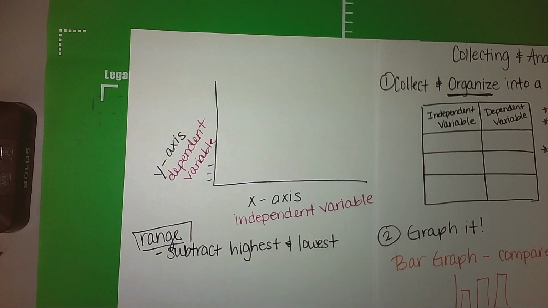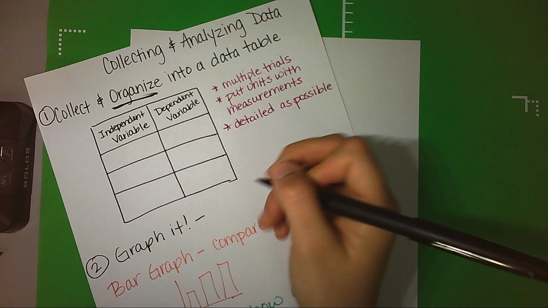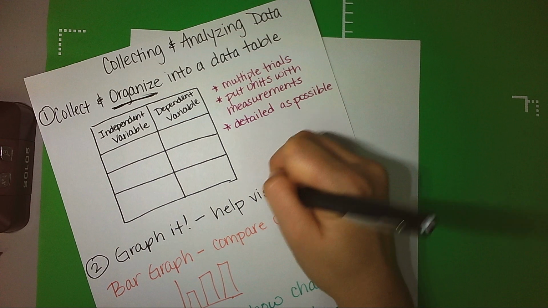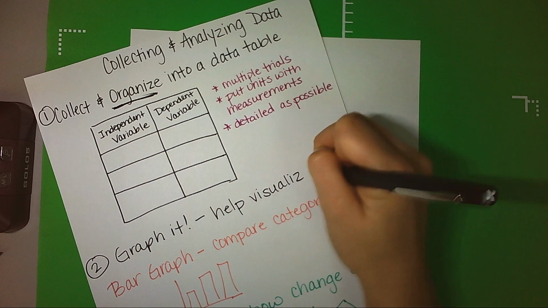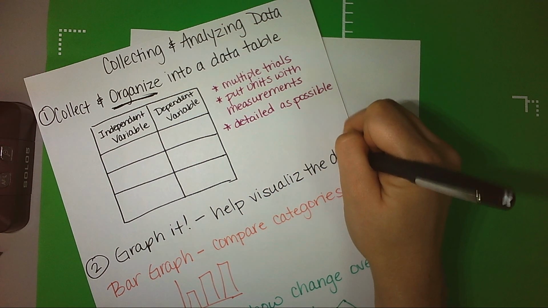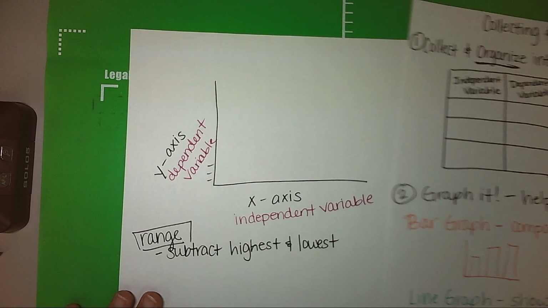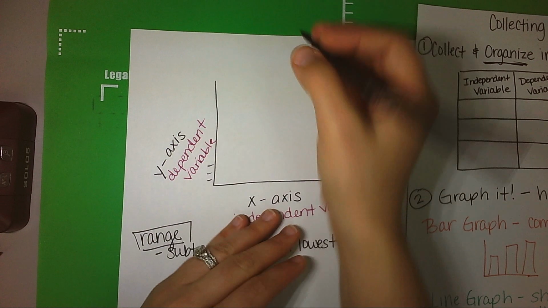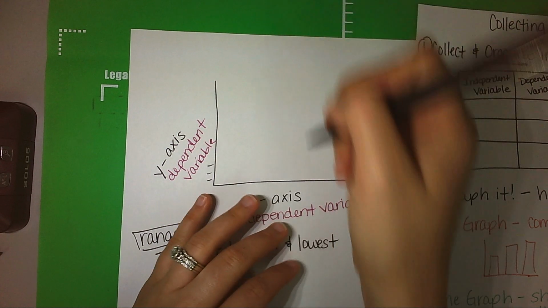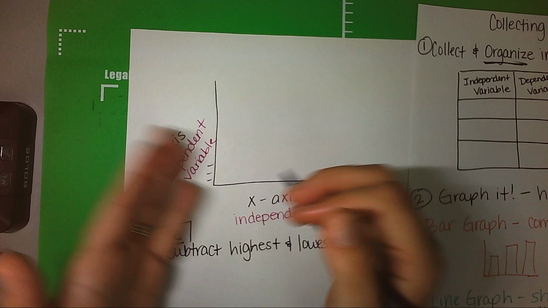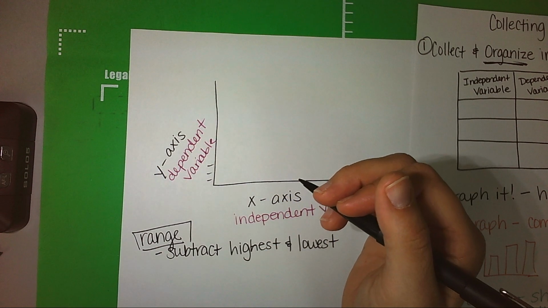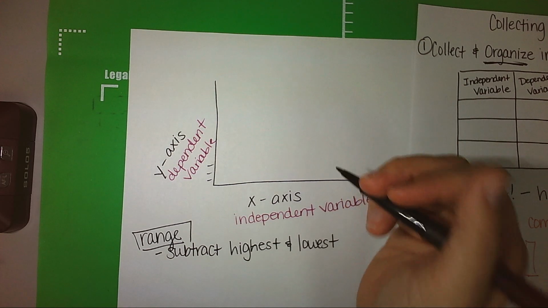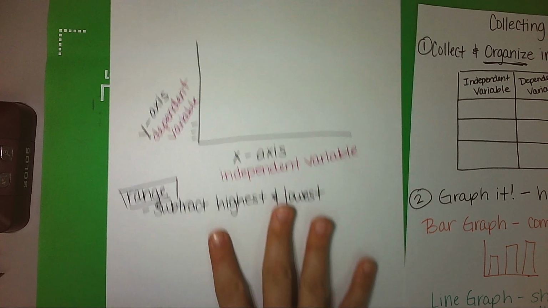So the purpose of a graph is to help you visualize. Okay, it helps you see an increase or a decrease, or that one category was higher than the other. When you're just looking at numbers, you have to study them a little bit more closely to see whether there's a relationship. So let's move on.